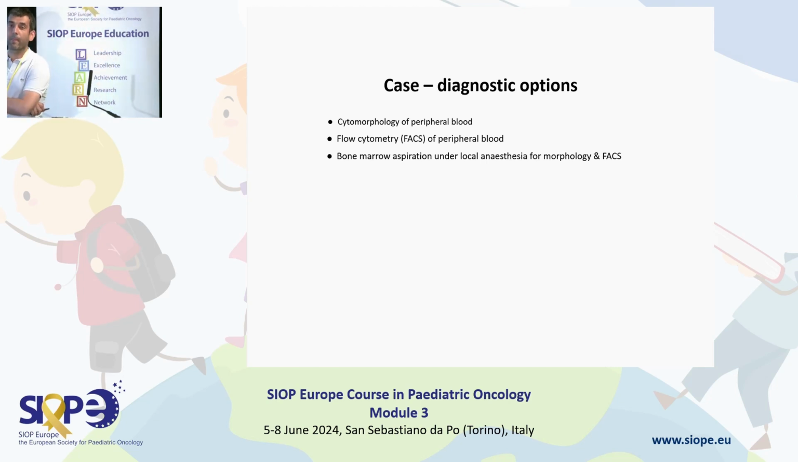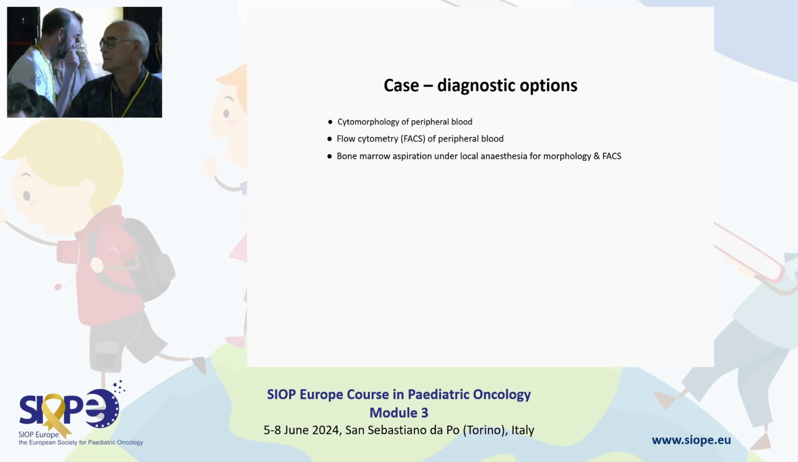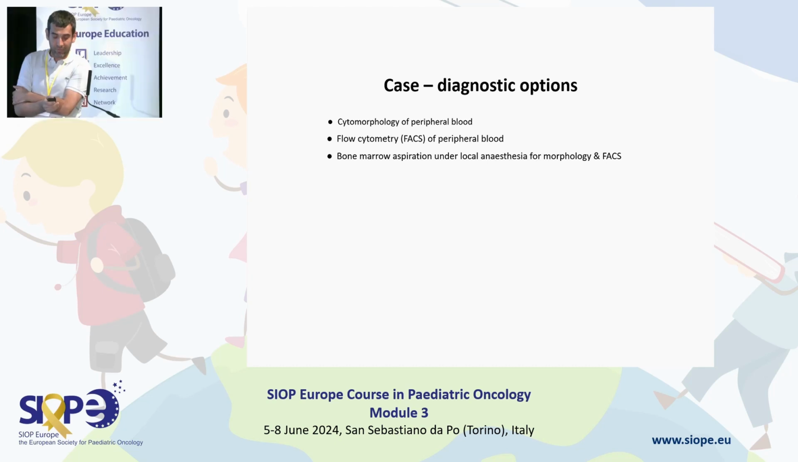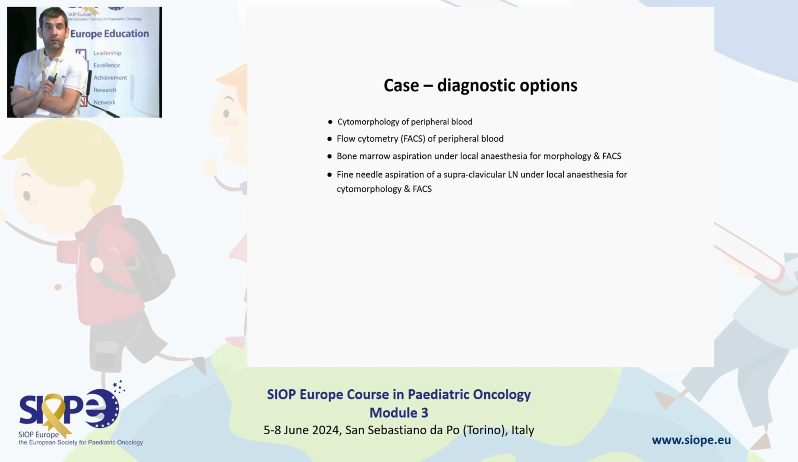But why did you not remove the lymph node under local anesthesia and do then FACS and also morphology? Yes, this could be an option. You could think about a fine needle aspiration, which can also be done in local anesthesia, then you can make a tumor cell suspension. You can have morphology, and the tumor cell suspension delivers you the immunophenotype. But we did it.